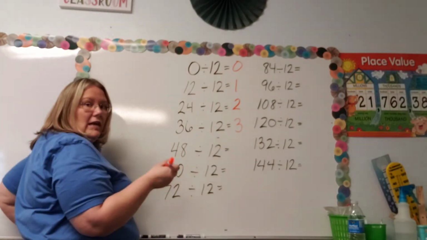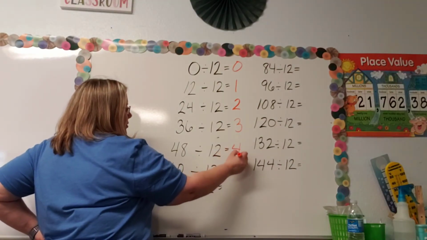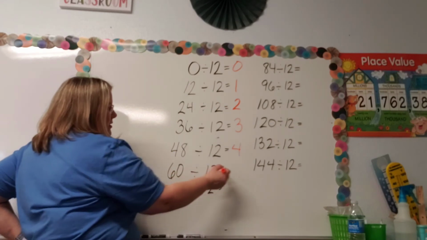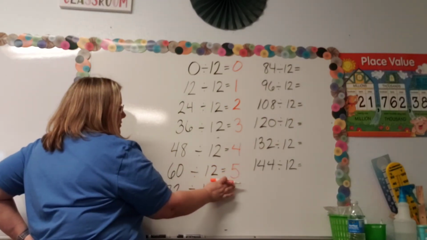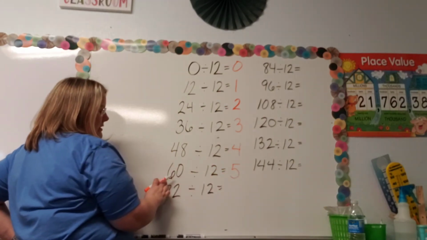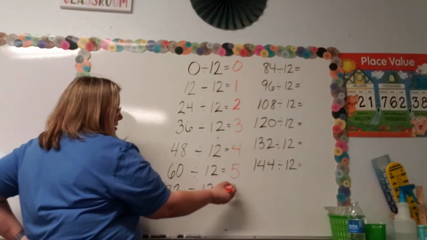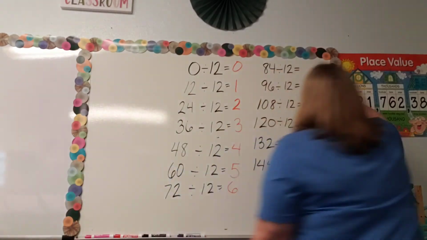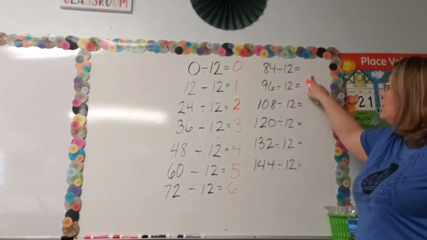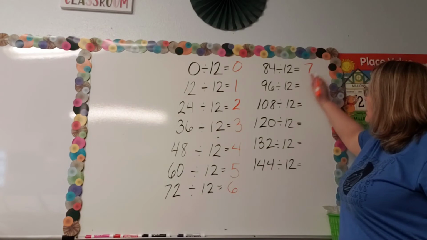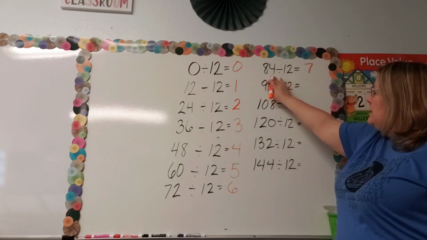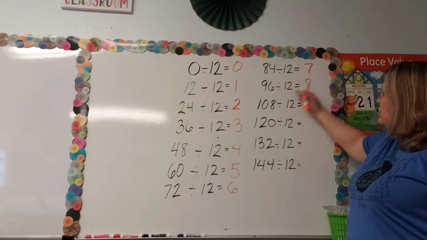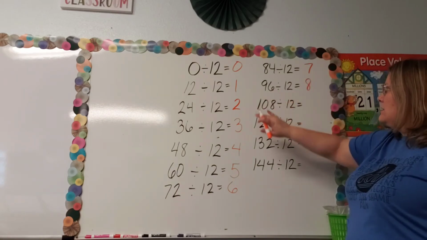Okay, then 48 divided by 12 is going to be 4. 4 times 12 is 48. 60 divided by 12 is going to be 5. 5 times 12 is 60. 72 divided by 12 is 6. 6 times 12 is 72. Okay, up here, 84 divided by 12 is going to be 7. 7 times 12 is 84. 96 divided by 12 is going to be 8. 12 times 8 is 96.